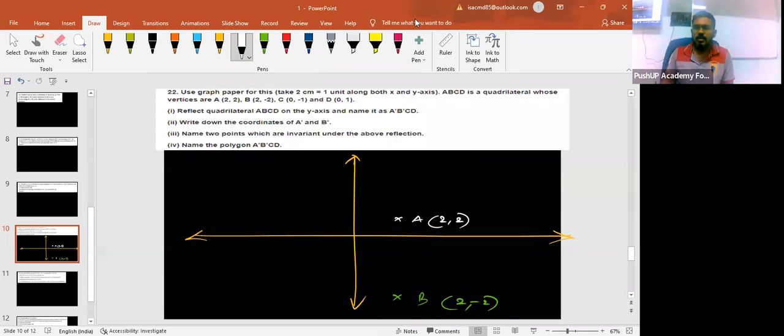Where does (0, minus 1) come? Positive y-axis or negative y-axis? Negative y-axis, right? So somewhere over here I'll plot point C, which is (0, minus 1). Now D (0, 1), where will it come? Positive y-axis.